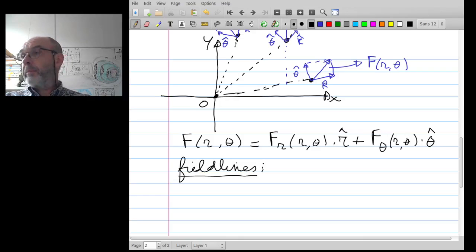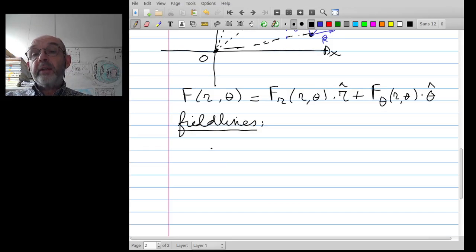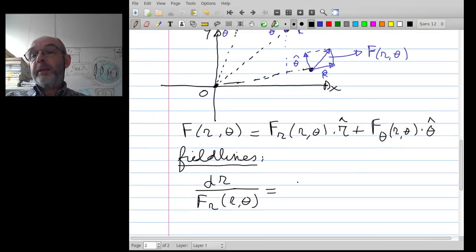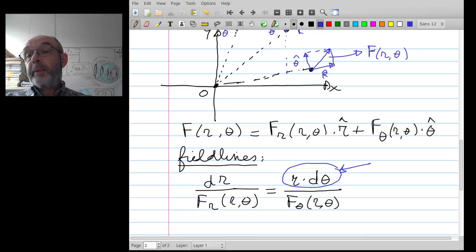That is the case. We want to know, if we take some point, where is that point going to? And what do we have then? If you take the dr term and you divide by the partial derivative to r, it has to be equal to, and here the important thing comes, r times d theta divided by the partial derivative of r theta. Be aware of this r here. That is important. Don't forget.